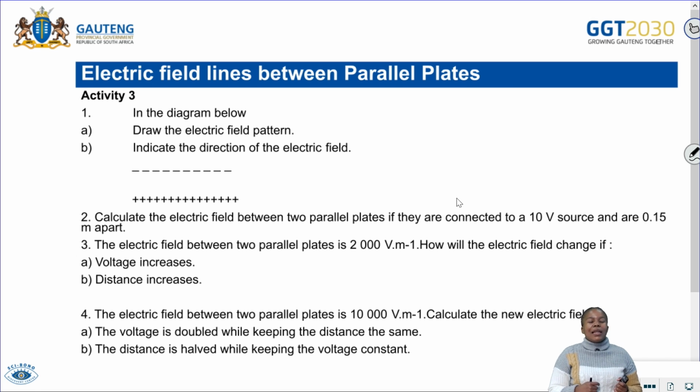Number 4, the electric field between two parallel plates is 10,000 volts per meter. Calculate the new electric field if, okay, the voltage is doubled while keeping the distance the same. It's a question of understanding the relationship of all the variables that are there in your formula. The distance is halved while keeping the voltage constant. Okay, I know it's going to be easy for you because it's everything we've spoken about.